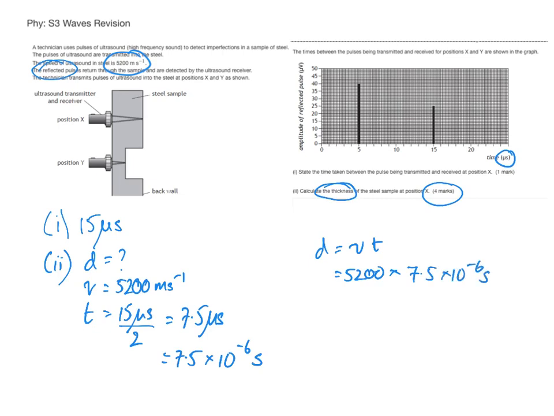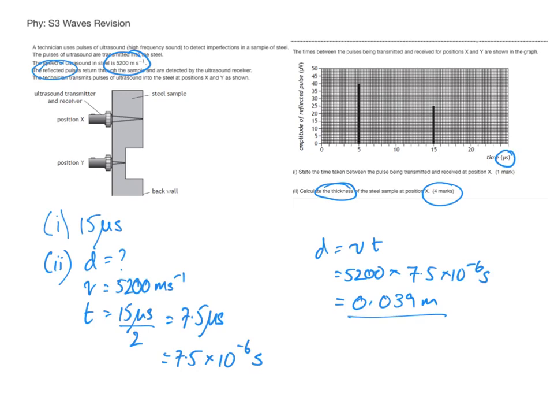And we plug all that into a calculator to get the answer, which is 0.039 metres. Does that seem sensible? It's 3.9 centimetres, so yes, you're not likely to have a thickness of a piece of steel of 39 kilometres or something like that. So it's always worthwhile looking at your final answer and thinking, is that sensible in the context of the question?